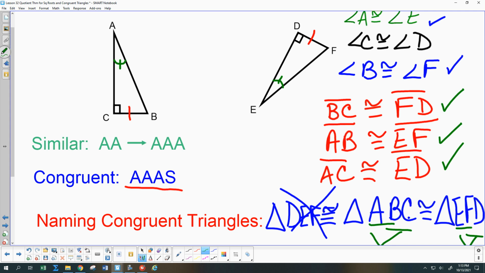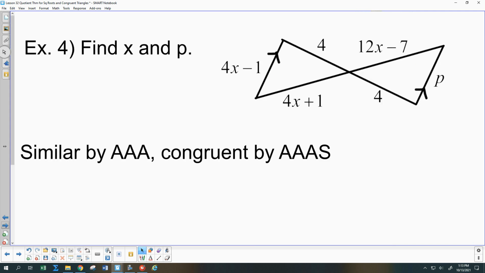Okay, let me do one example with you, and then we'll do some whiteboard work. We've got a couple of triangles up here. And X and T, and I don't know what they are. I'm hoping these are congruent triangles so then I can write down some equations with those corresponding parts.